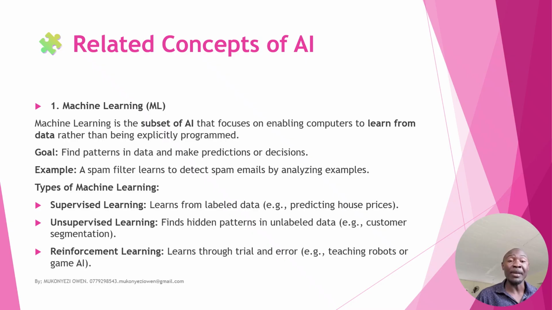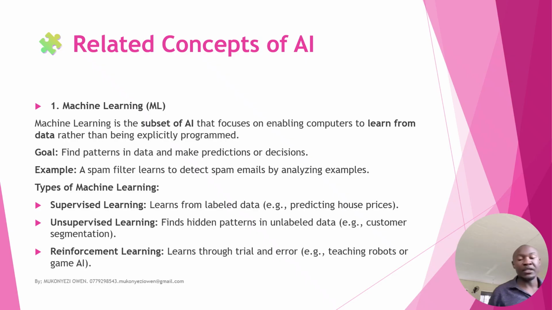So it analyzes the examples and it learns from there to detect spam emails. We have different types of machine learning. We have supervised learning. This one learns from labeled data. We have unsupervised learning. It finds hidden patterns in unlabeled data, for example, customer segmentation.